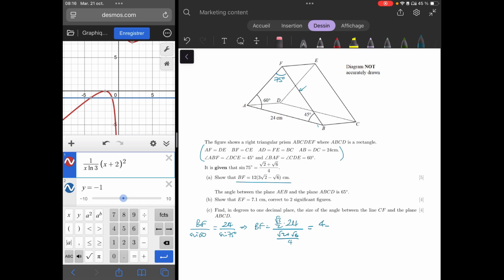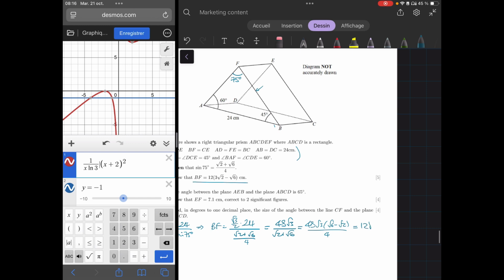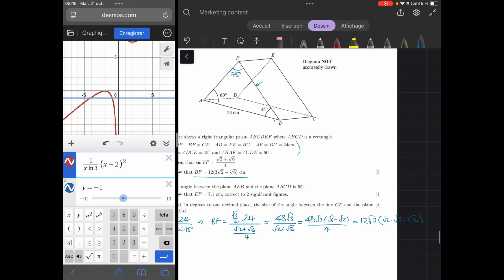Simplify this a bit further. Multiply by the conjugate. Root 6, that's root 2 times root 3. So, if we multiply in, we'll simply get 3 root 2 minus root 6. And this is the end of part A, 5 marks. Part B.